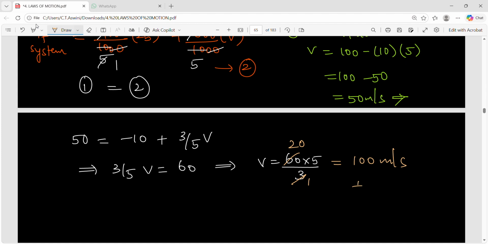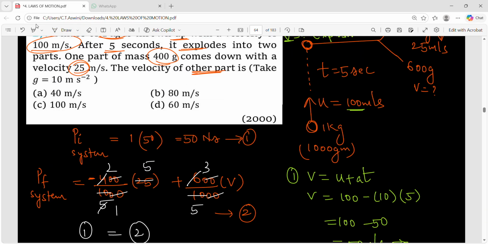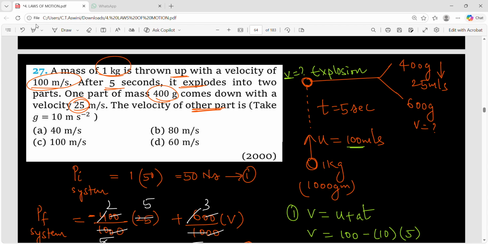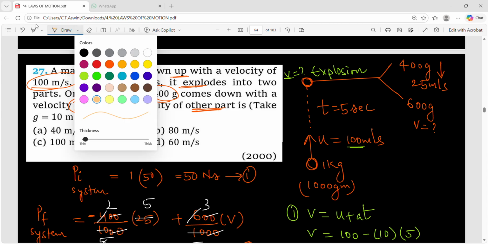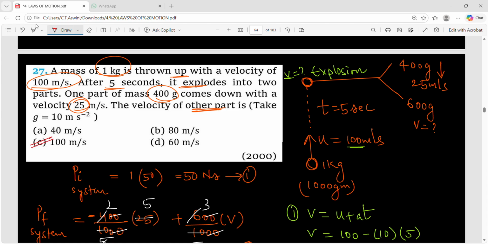Now what is the sign of the answer that you got? You got a positive answer, right? That means the second part is moving upward. So what is the velocity of the other part? 100 meter per second. And what is its direction? Its direction is upward. Clear with this? What you have to remember here is always initial momentum is before a process. So before the process, what is the velocity? That you have to consider for initial momentum. Okay. There you have to be a bit careful.